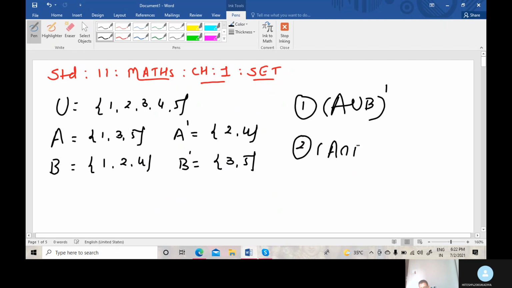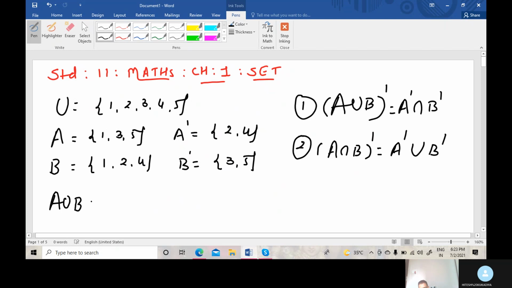Now our De Morgan's law, most important: first law, (A union B) whole dash, and second law, (A intersect B) whole dash. We give the individual complement to both the sets, but in the bracket, here union, we take intersection, and here intersection, we take union. Now verify these two laws.